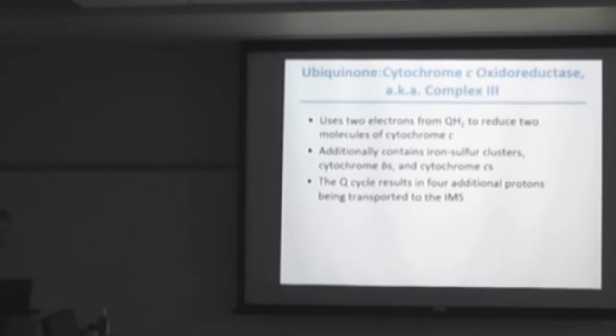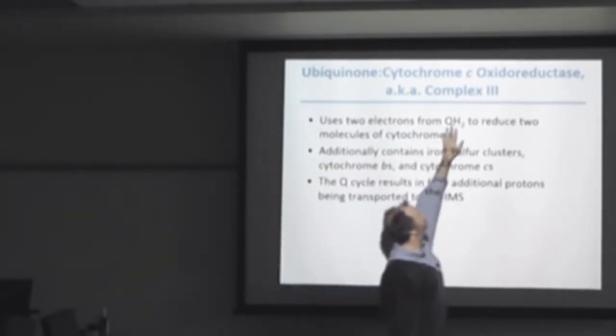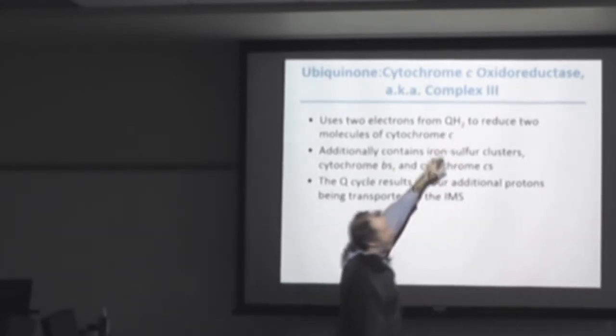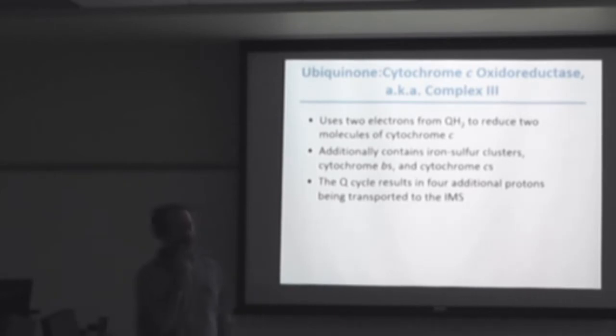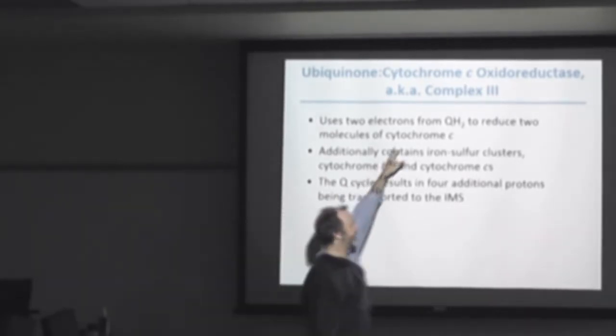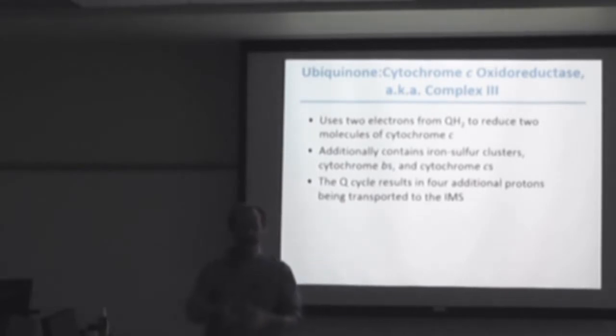And complex 3 is known as ubiquinone cytochrome C oxidoreductase. Uses 2 electrons from ubiquinol to reduce 2 molecules of cytochrome C. So 2 electrons from 1 molecule of ubiquinol, because remember ubiquinol is a 2 electron carrier. Cytochrome C, it's a cytochrome, so it only has 1 iron there. It can only accept 1 electron at a time. So with 1 molecule of ubiquinol, you're able to reduce 2 molecules of cytochrome C.